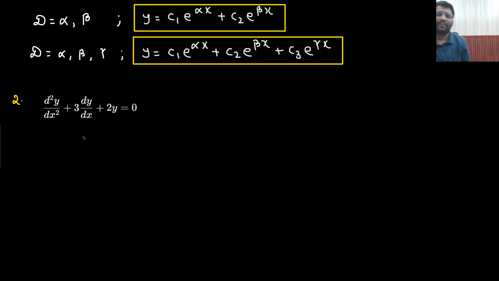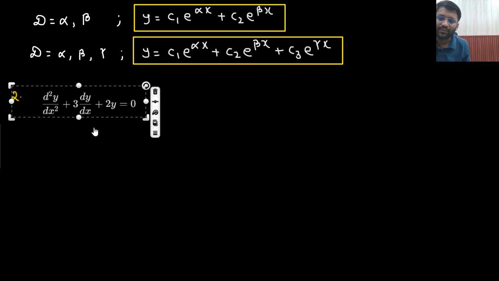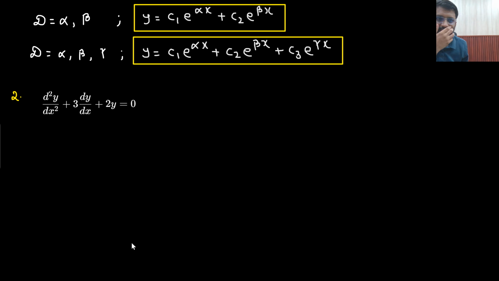Okay. Next question. d2y by dx2 plus 3 dy by dx plus 2y equals 0. You need to solve this differential equation. How will you solve it? Very simple. You need to solve it on your own. You need to get the correct answer on your own.